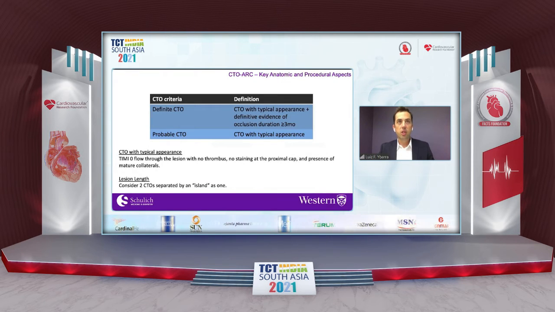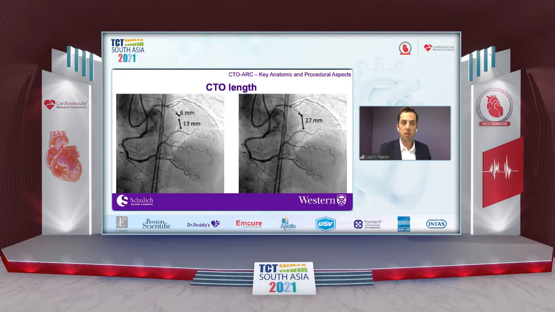So we first need to define what is a CTO. Important here is to understand what is a CTO with typical appearance, so trials can compare apples to apples. I would like to highlight how 2 CTOs divided by an island should be measured, from the proximal cap of the proximal CTO to the distal cap of the distal CTO. Here I'm going to show you an example of such a case. We have 2 CTOs in the LAD measuring 6 millimeters and 13 millimeters, and if you combine them, it's going to end up with a CTO of 27 millimeters.